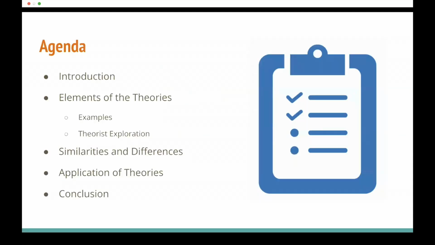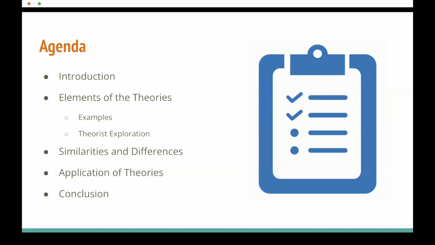For this presentation, we will introduce symbolic interaction theory along with sociocultural theory. We'll explore elements of the theories, including who the theorists are. We will compare and learn some applications of the theories. We hope that we can correctly introduce and apply sociocultural theory and symbolic interaction theory in helping professions and in everyday life.